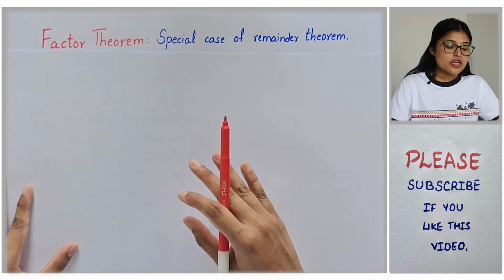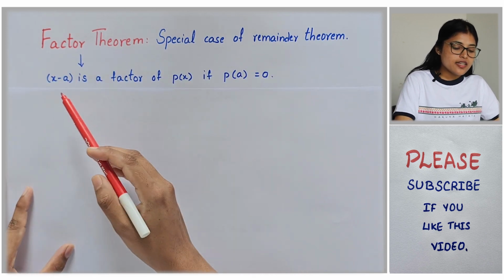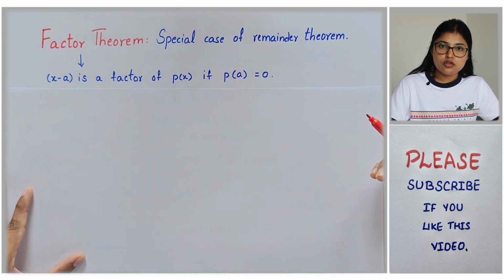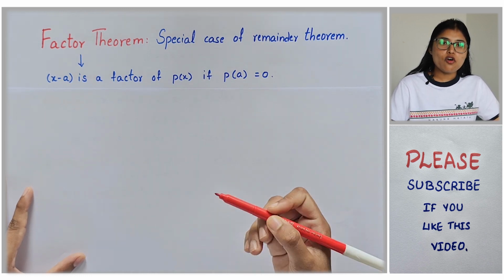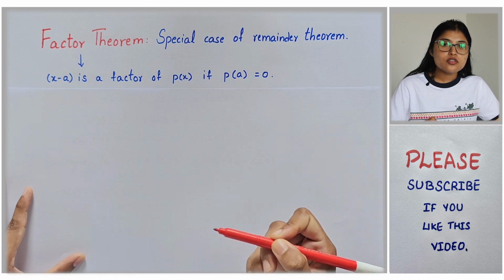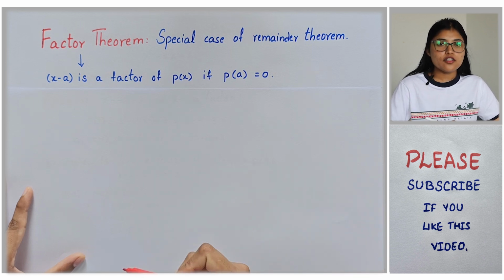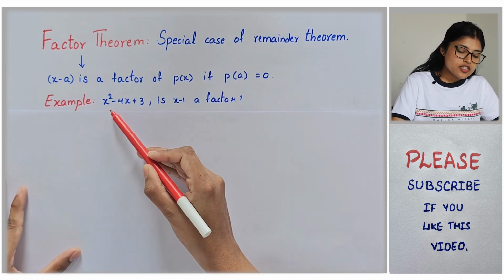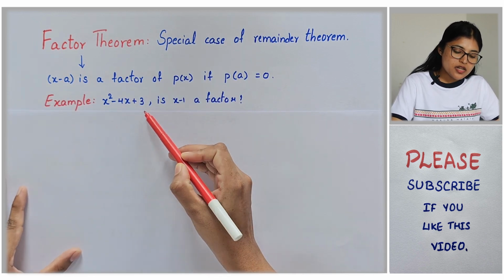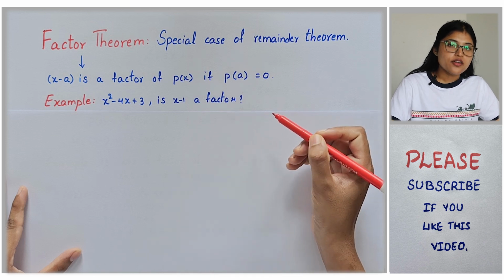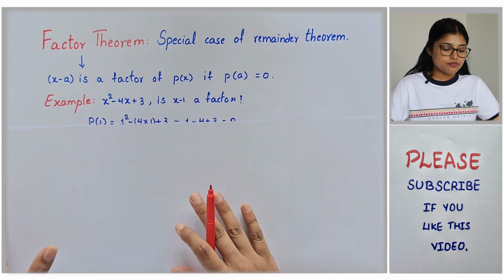Factor theorem is just an extension of remainder theorem, or you can also say it's a special case of remainder theorem. Factor theorem states that x minus a is a factor of p of x if p of a equals 0. In the earlier example, we got p of 2 as minus 1. If it was equal to 0, then you could say x minus 2 was a factor of the given expression.